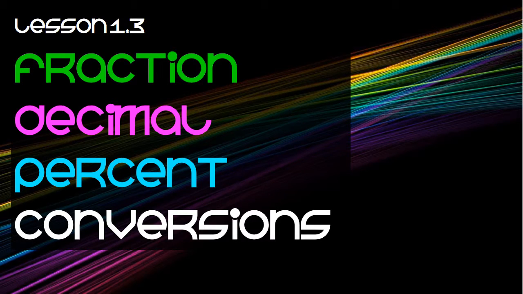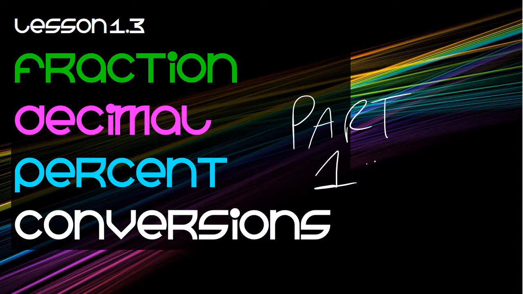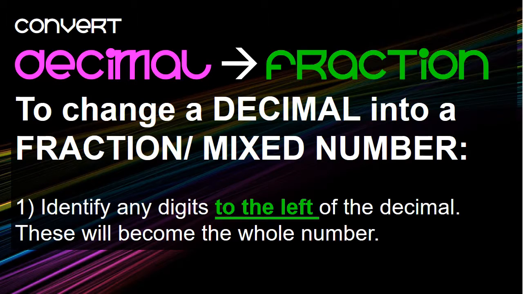Peterson Presents, I'm bringing to you how to convert fractions, decimals, and percents, and this is just part one with a little smiley face. So here we go. The first one we're going to take a look at is how to convert a decimal to a fraction. To change a decimal into a fraction or mixed number, step number one for your notes is you're going to identify any digits to the left of the decimal. These will be your whole number.